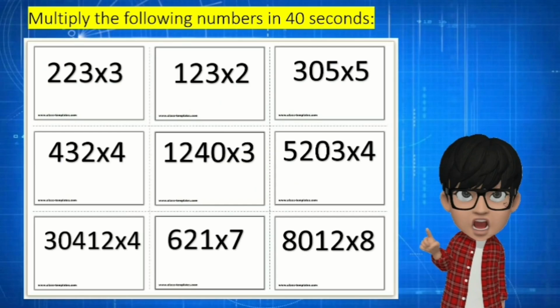So this is 9,252. Okay, so again, without using calculators, I want you to answer the following numbers in 40 seconds using the techniques that we just discussed a while ago. Okay, timer starts now.